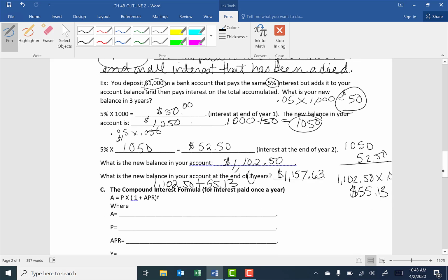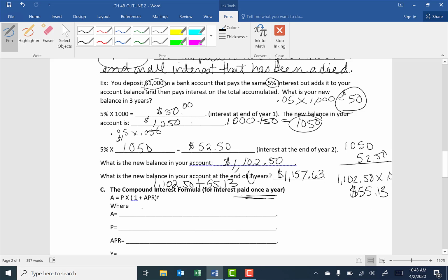In our bank account, we have $157.63 that we made in interest. So it is a bit more in compound interest. But now think about this. That's because our interest was only paid once a year. Sometimes the bank compounds more than once a year. It'll compound quarterly, which means 4 times a year, or every 6 months, or monthly, every single month. If you can get a deal like that, that's what you want, because they're giving you money on top of more money each month. So let's look here at our compound interest formula for interest paid once a year.